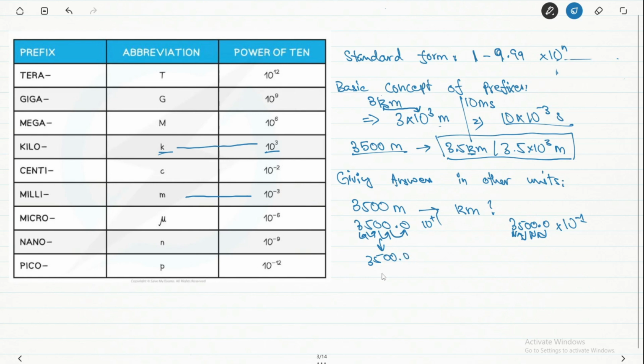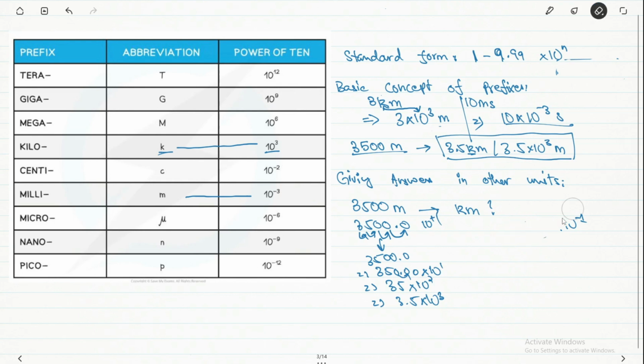3,500.0, right? Now we do 350. We moved everything one place to the right, 10 raised to power 1. Again, 35, 10 raised to power of 2. Again, 3.5 multiplied by 10 raised to the power of 3.